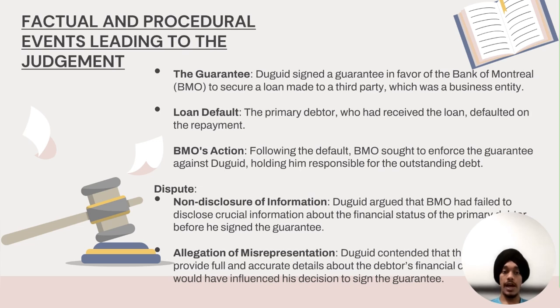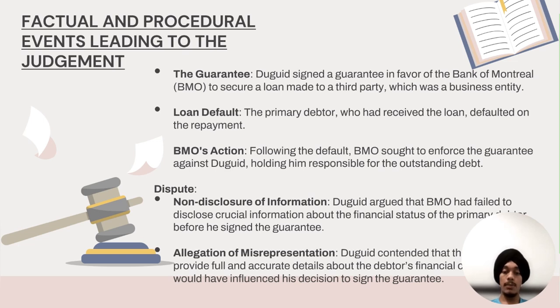This is the factual and procedural events leading to judgment. Duguid signed a guarantee for a loan that was given by the Bank of Montreal to a third party business. The purpose of the guarantee was to secure the loan, meaning that Duguid would be responsible if the business failed to repay it. Unfortunately, the business defaulted on the loan; they didn't pay it back. As a result, BMO went after Duguid to collect the outstanding debt, holding him responsible because of the guarantee he had signed. Now, here is where things get interesting.